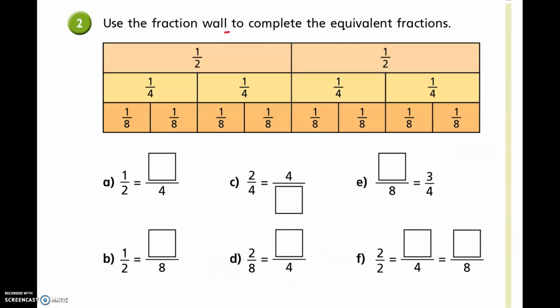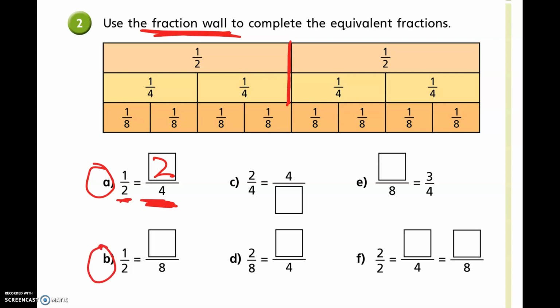Number 2. A fraction wall is a very handy way of showing you equivalent fractions. So let's begin at part A, half. If we put a little line where the half ends, we are going to figure out how many quarters there are. And if you put a line down onto the quarters, we can actually see there a half is the same as how many quarters? Yes, 2/4.